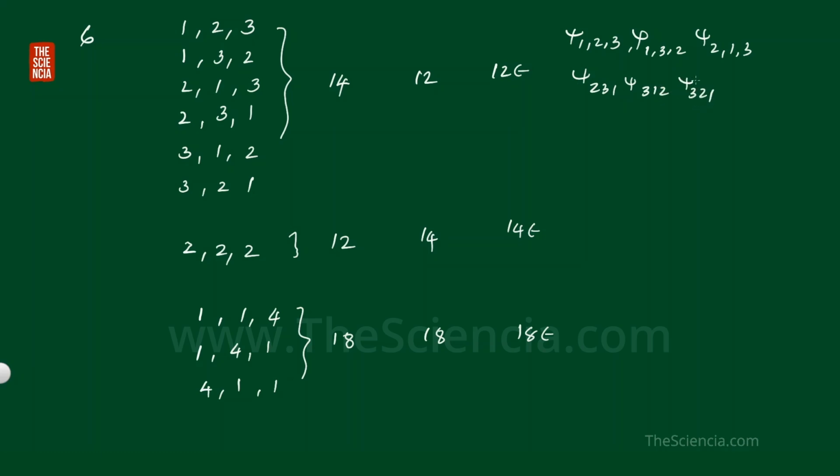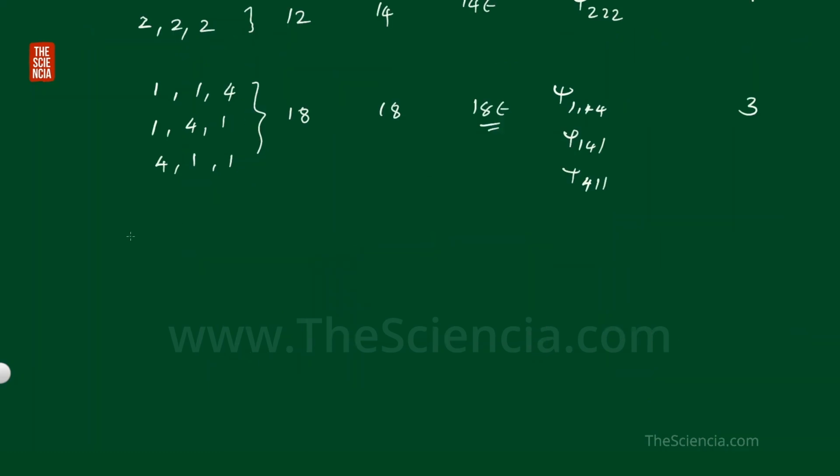All these 6 states have the same energy 12e, so the degeneracy is 6. And here it is 14e, the corresponding wave function is psi 2,2,2, and the degeneracy is 1. That is, it is not degenerate. And here 3 combinations have the same energy 18e, that is psi 1,1,4, psi 1,4,1, psi 4,1,1. So there are 3 states. Okay, so these are the degeneracies of various states.